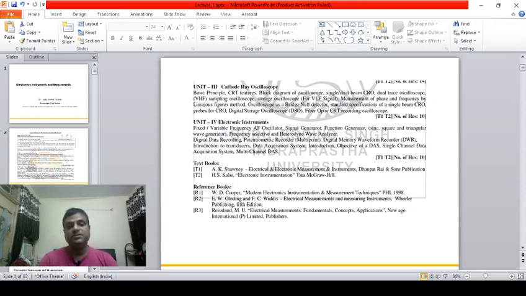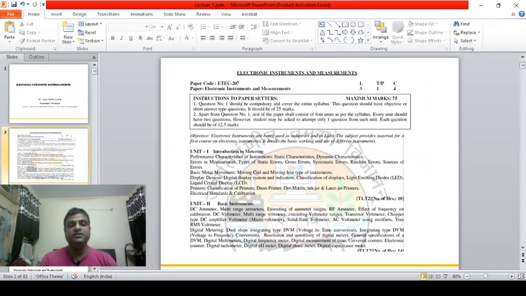The textbook for this subject is A.K. Sahani, Electrical and Electronics Measurements and Instruments. The publisher is Dhanpat Rai and Sons, and the second book is H.S. Kalsi, Electronic Instrument, and the publisher is Tata McGraw-Hill. In this lecture, mostly we have read from H.S. Kalsi, Electronic Instrument and Measurement. In some cases, we have moved to A.K. Sahani. So then we go for the unit 1 part.